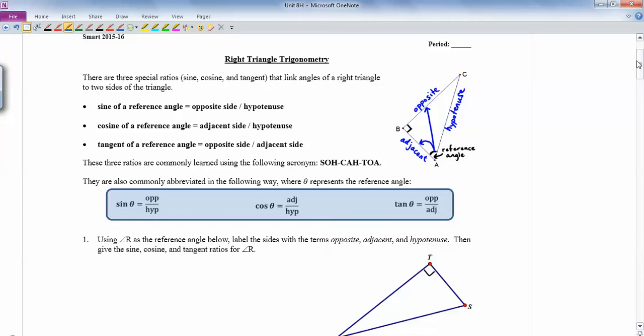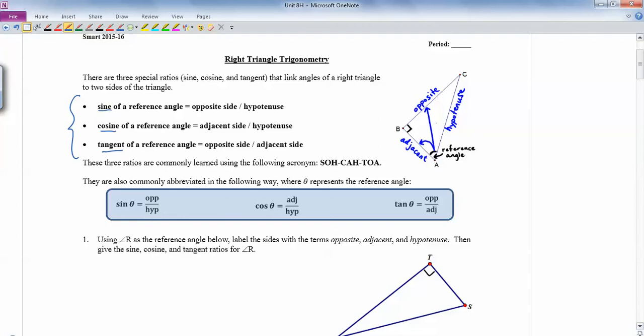And there are these three things here that are called the trigonometric ratios, the most common ones. They're called sine, cosine, and tangent. The way that they work is you pick an angle, like in this case it's angle A over here, and you call it your reference angle. Then based on the reference angle, you've got three types of sides. You've got an opposite side, which is pretty easy. You've got an adjacent side and a hypotenuse.